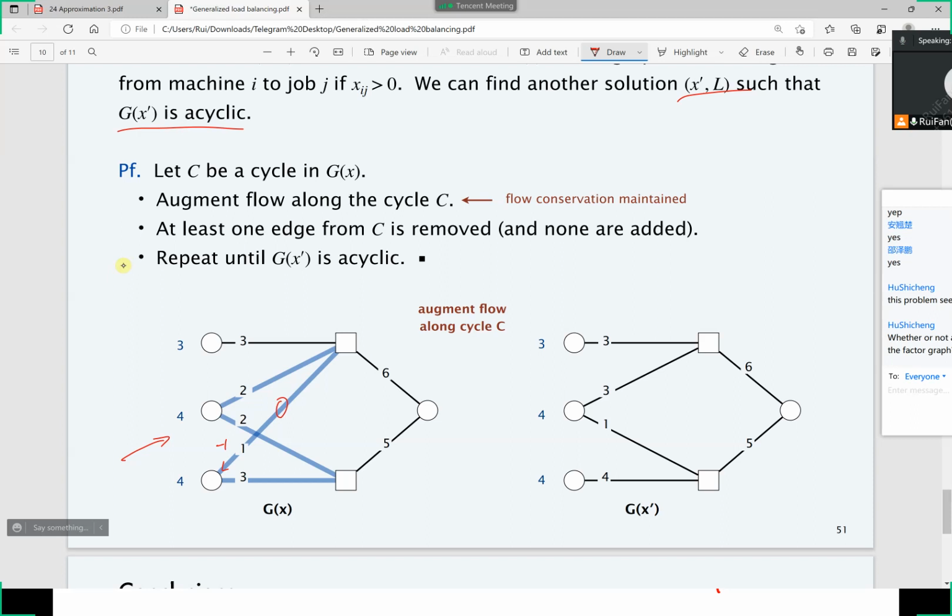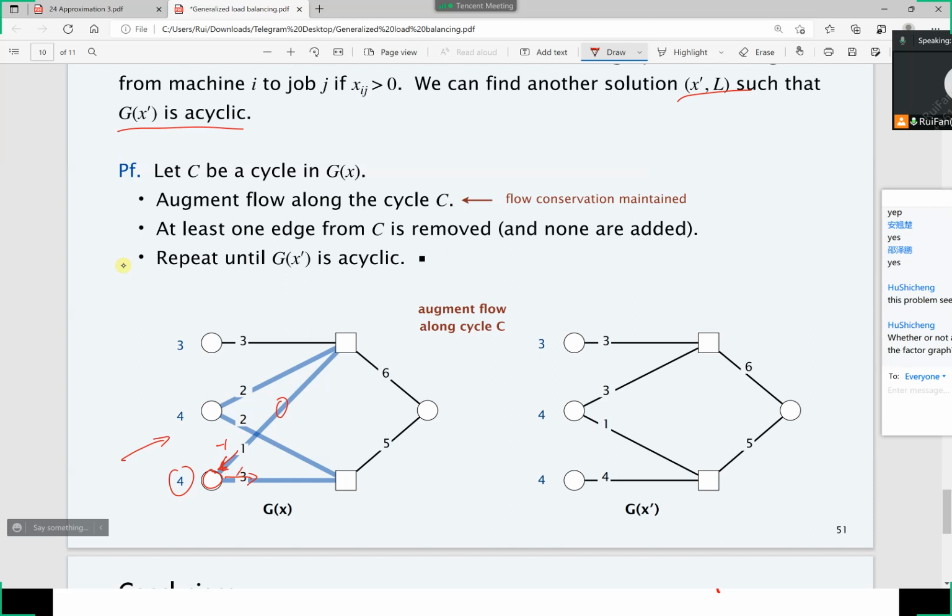But now you have an extra 1 flow which is coming into this job, and this job has size 4. So it's got to send out 4 units of flow. And so what you do is, if the flow is coming in over here, then you're going to send it out over here. You're going to send 1 unit over here.